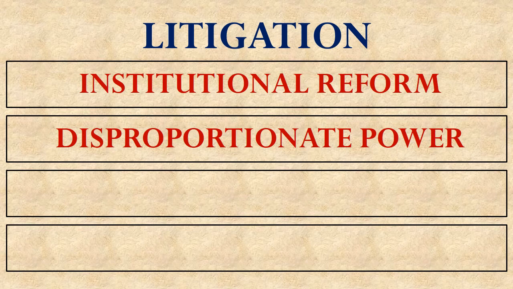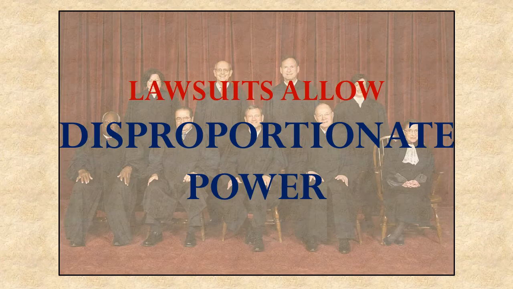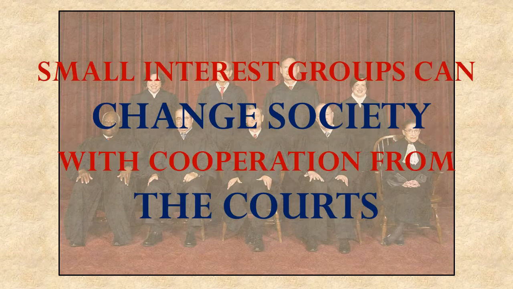The second thing about litigation that we want to talk about is disproportionate power. When these interest groups bring lawsuits, it allows them to have disproportionate power. Now, what does that mean? It means that even small interest groups can change society. And when I say small interest groups, I don't just mean the interest groups with few members, but interest groups with limited resources. They can change society by getting the cooperation of the courts.